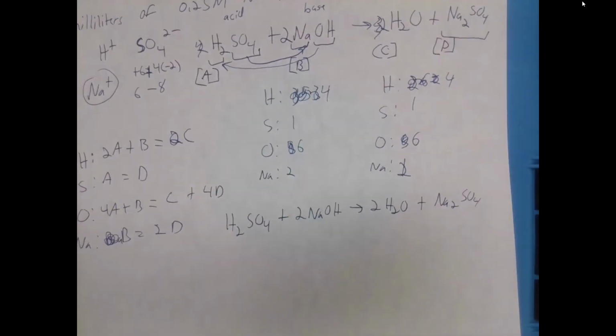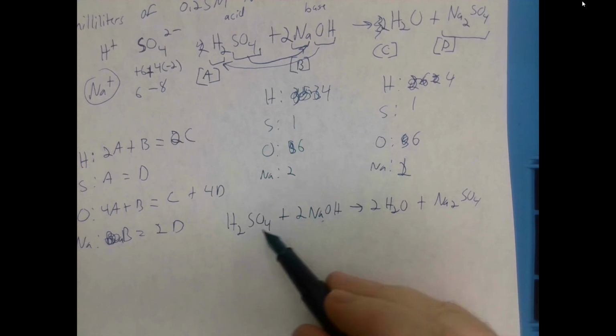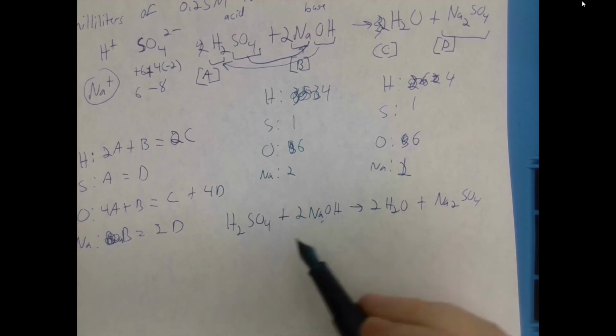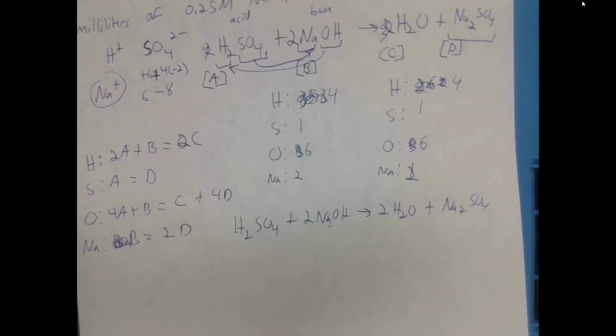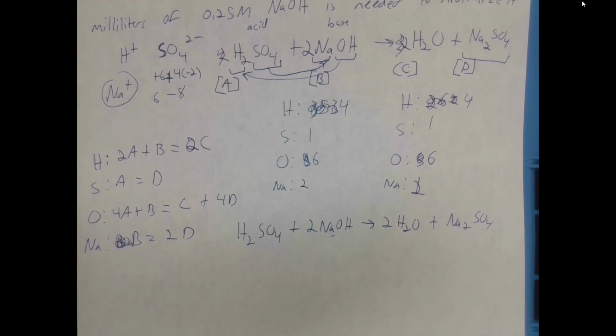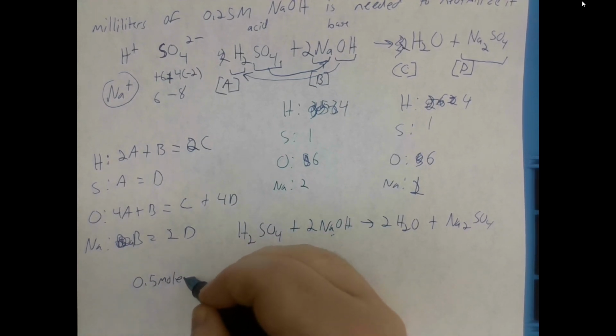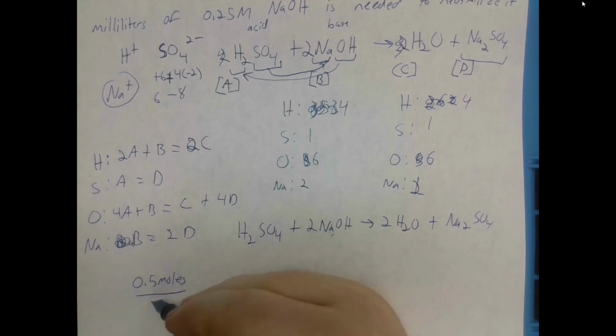So we're in the same situation. We need twice the number of molecules of this, so we need 2 molecules of this for every 1 molecule of that. Or we need twice the number of moles of this as that. So how many moles of sulfuric acid do we have? Well, we know it's 0.5 moles per 1 liter.